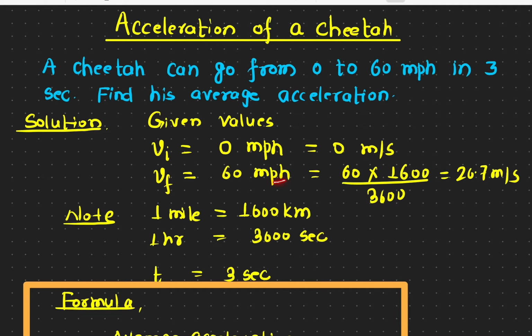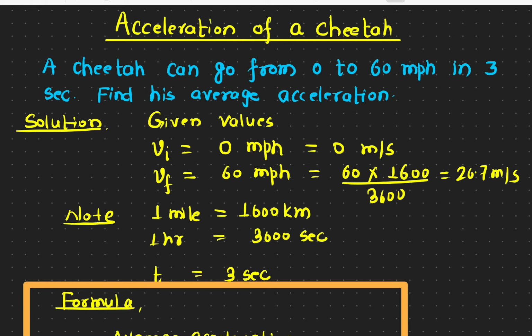And then per hour, you have an hour. How do you convert hours into seconds? 1 hour has 60 minutes, and 1 minute has 60 seconds. So 60 times 60 is 3600 seconds. If you do the math, the number you will get is 26.7 meters per second. That's the speed of the cheetah after 3 seconds. The time is given, that is 3 seconds.